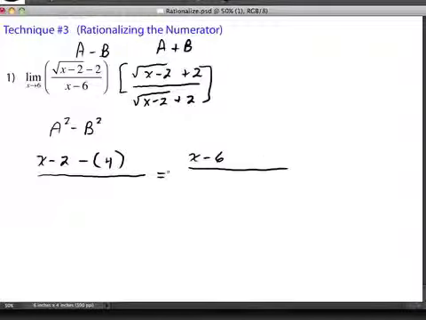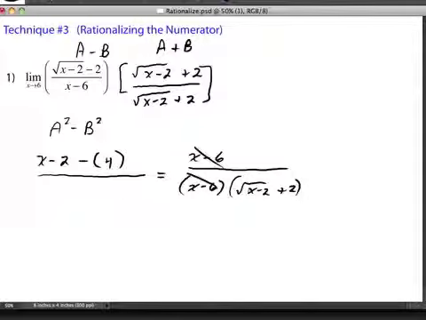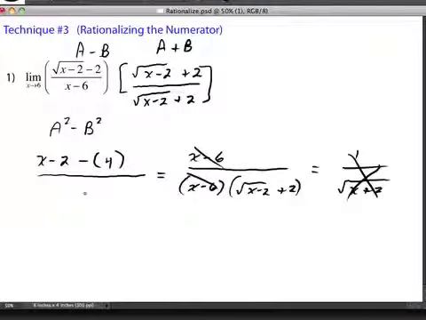In the denominator, you have all of this multiplied together. X minus 6 times the square root of x minus 2 plus 2. Cancel the common factors. Now I have 1 over square root of x plus 2, x minus 2 in here. So I'll cross that out. 1 over square root of x minus 2, and then with the plus 2.